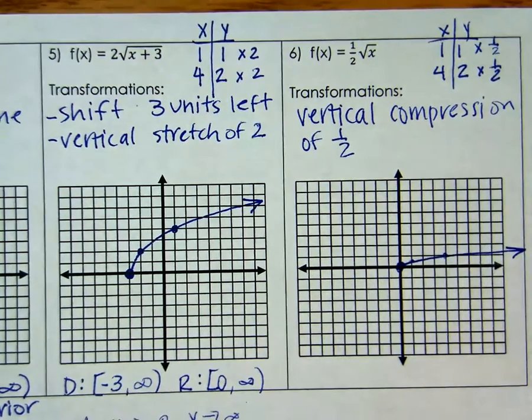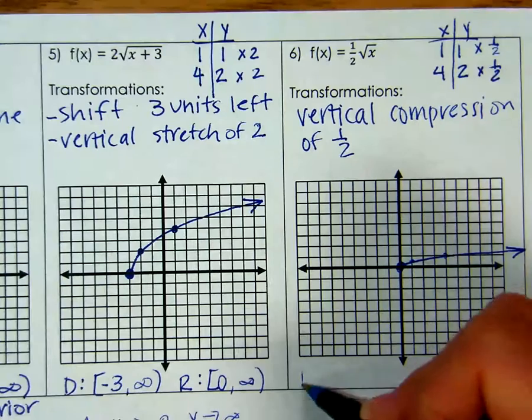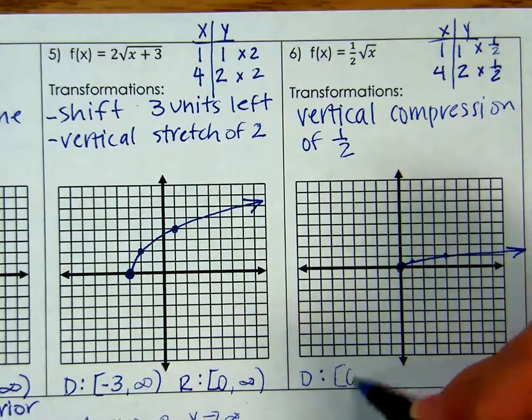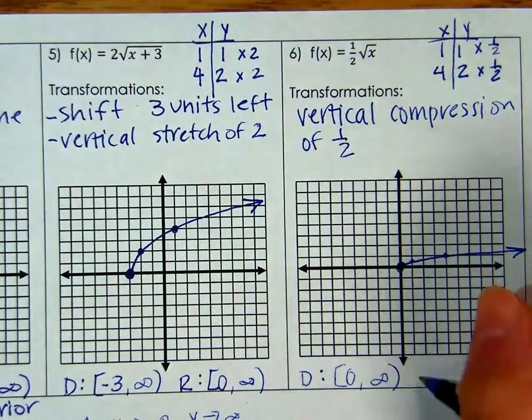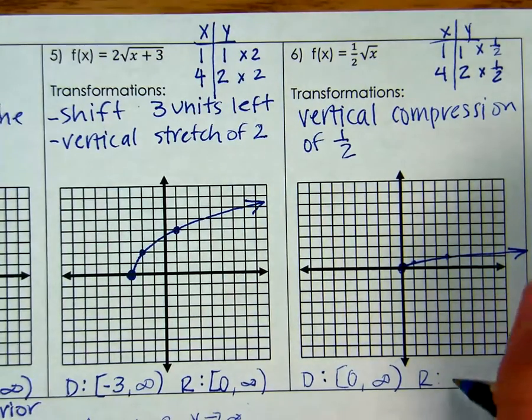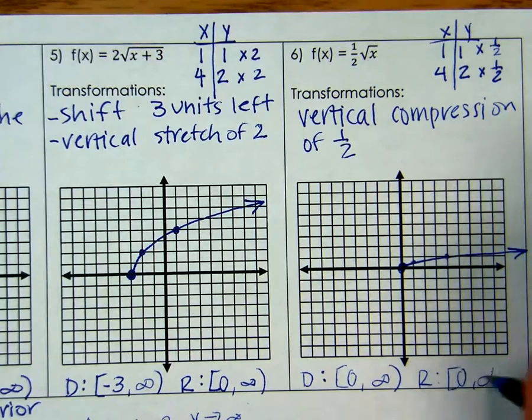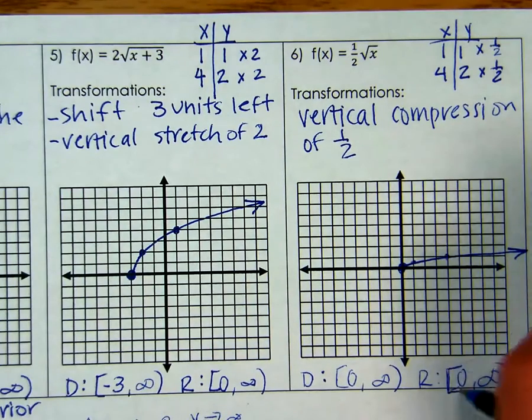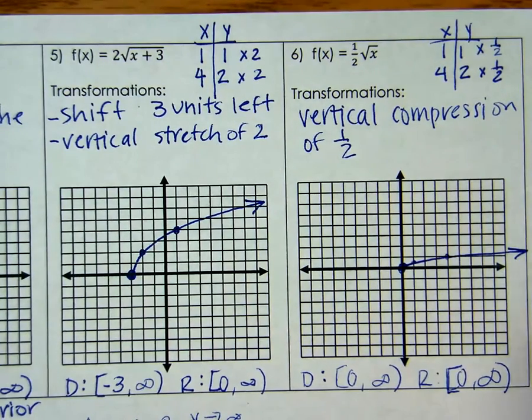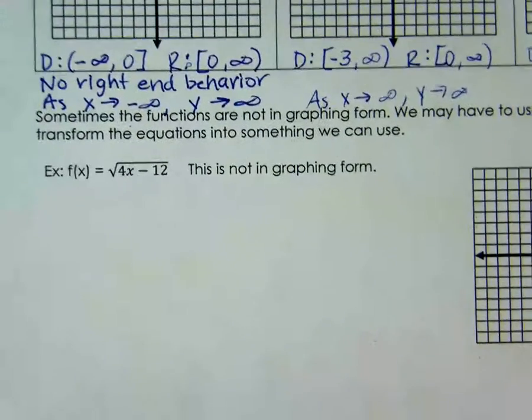Our domain values are 0 to infinity, and our range values are also 0 to infinity. It's an increasing function. There's no left end behavior, and then as x approaches infinity, y also approaches infinity. We have 2 more quick functions to do. In fact, I'll probably just do the first one with you, then you can try the second one.